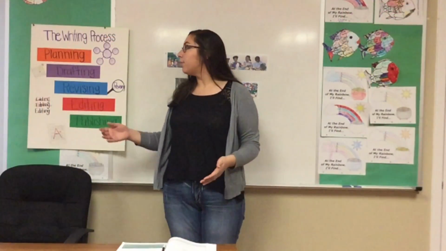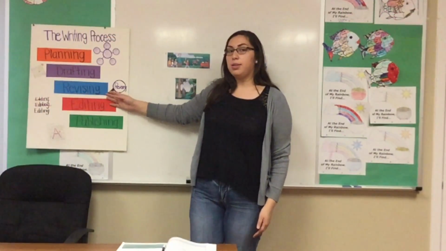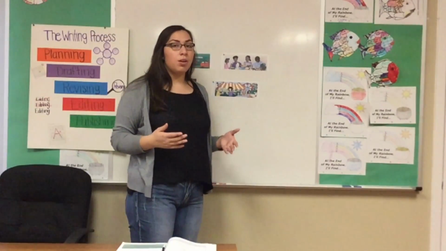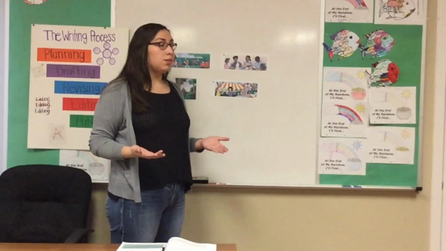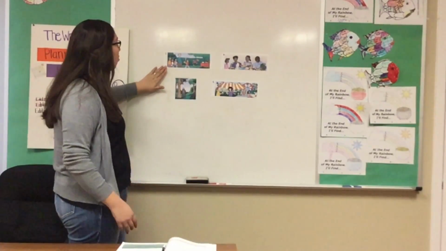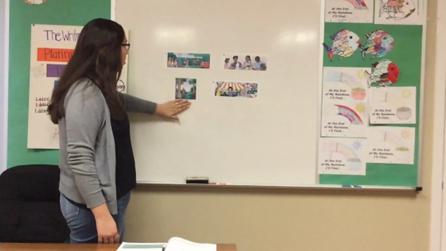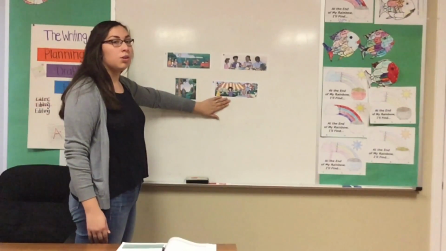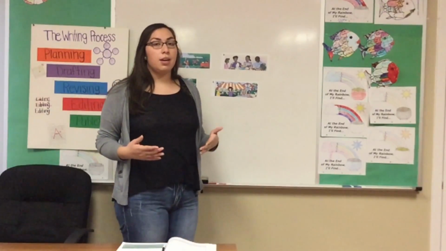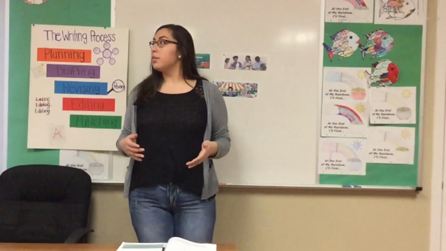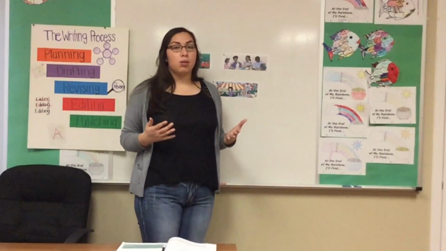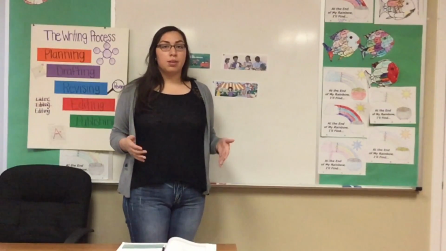Now that we've covered the different steps of the writing process and the 3 main parts of a story, we are going to use that knowledge to create our own stories. Using our knowledge, we're going to pick one of these 4 scenes that are on the board to create our own stories. These stories can be whatever you would like, just as long as they utilize the writing process and the different parts of a story. Now, let's begin.